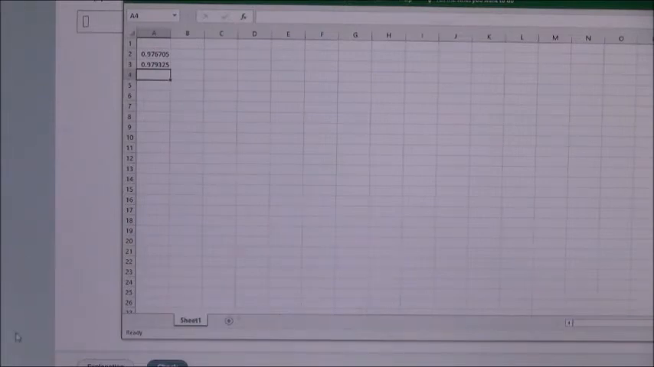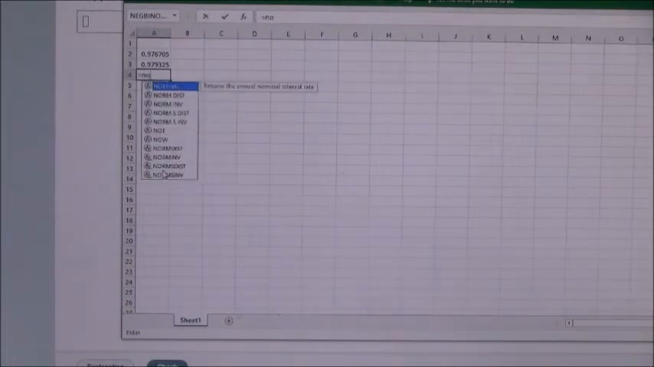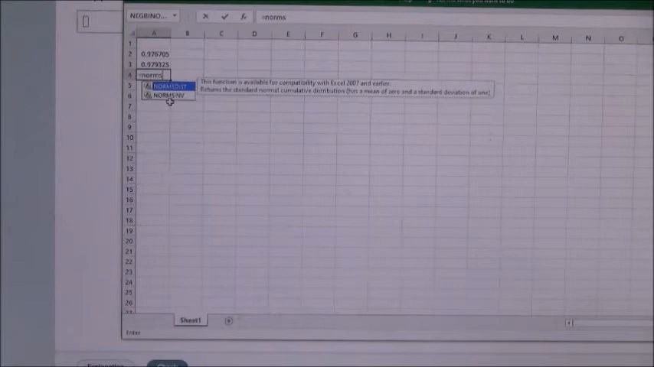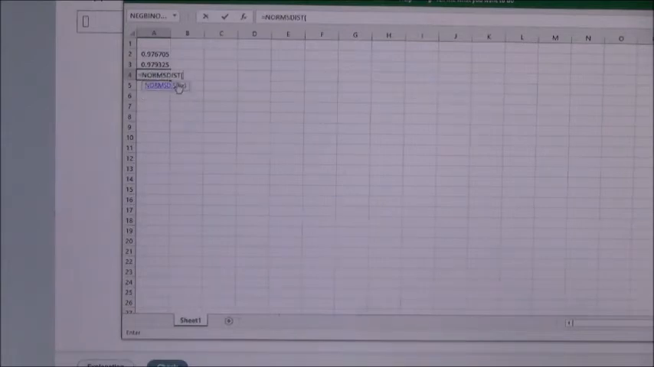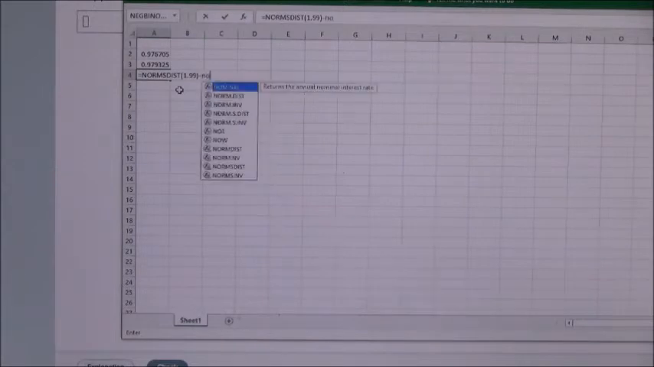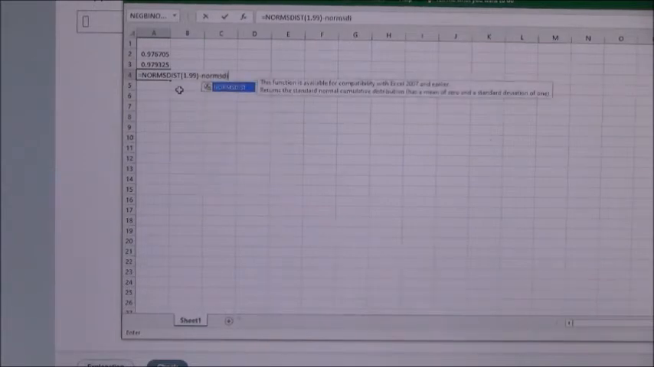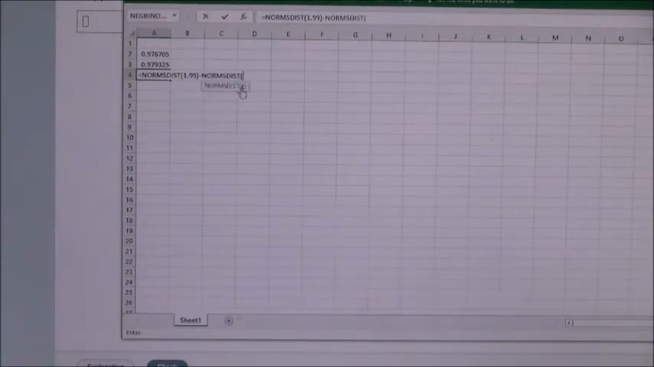If I want to find the area between 2 numbers, again, I'm going to subtract, and I'm going to take the upper one minus the lower one. So again, I'm going to hit equal because I'm doing a formula, and then I'm going to do NORMSDIST. My upper one, my higher one is the 1.99. Close my parenthesis. I'm going to subtract, and then I'm going to do the NORMSDIST. And I'm going to put in the lower number, which was the negative 2.04.